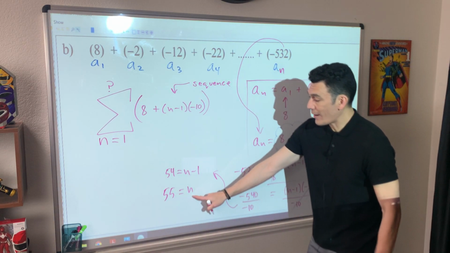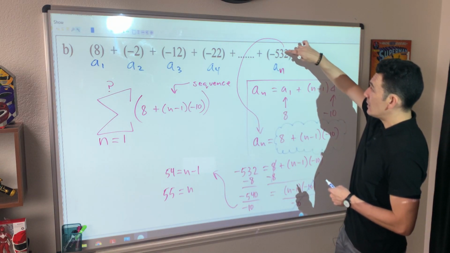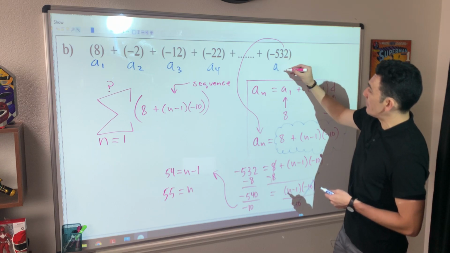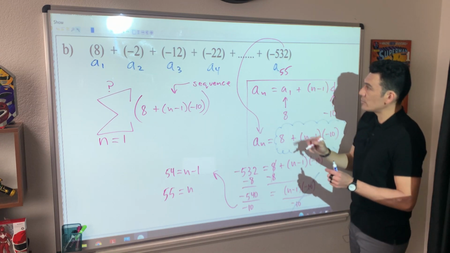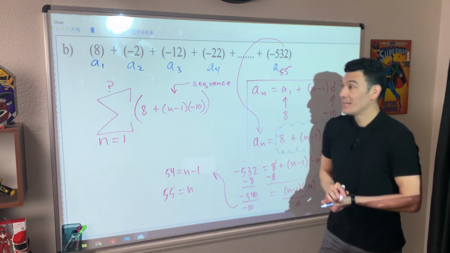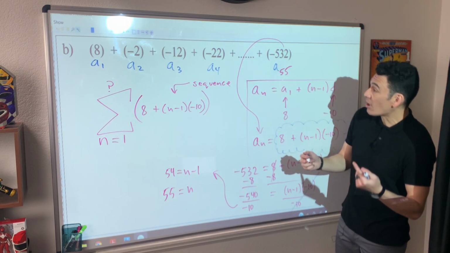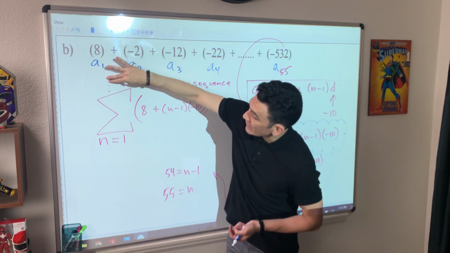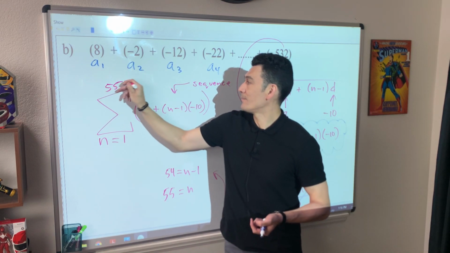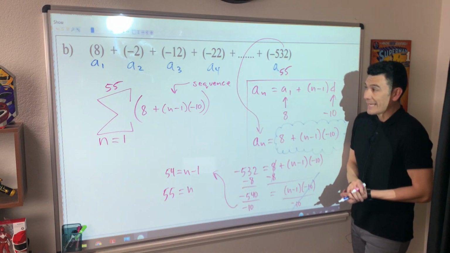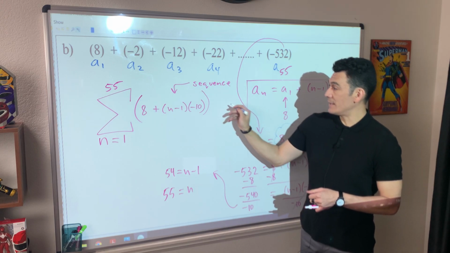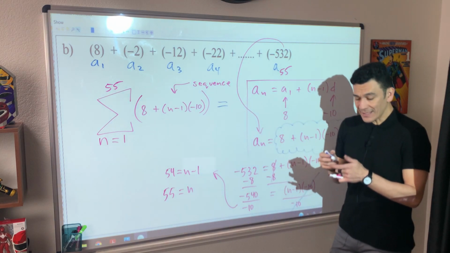And n represented the position of that number here. So this last number is actually the 55th term in that series. And that's good for us, guys, because that means that up here, this is 55. And I think now we can go to Desmos to type this in to get our final answer.